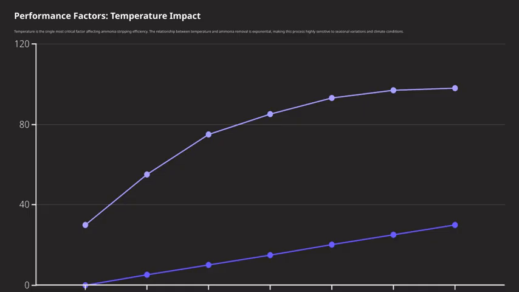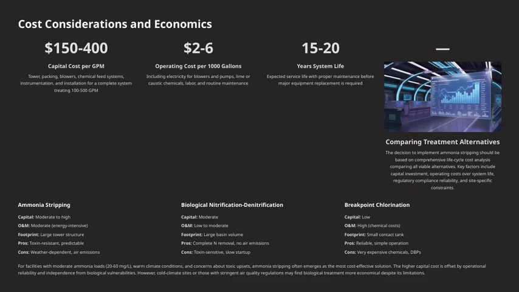Understanding how temperature influences ammonia stripping helps us optimize performance and ensure safe, reliable operations year-round. Let's take a closer look at the cost considerations and economics involved in choosing a treatment method.